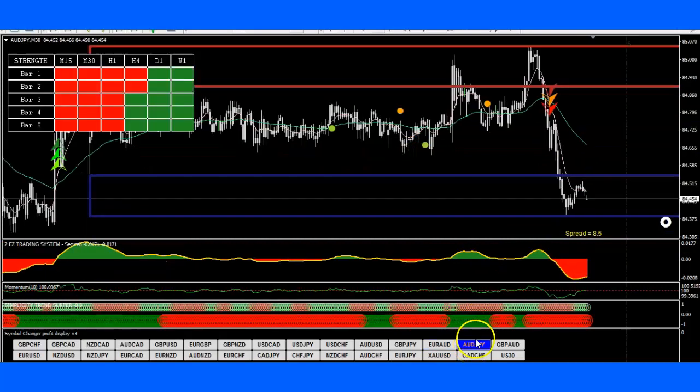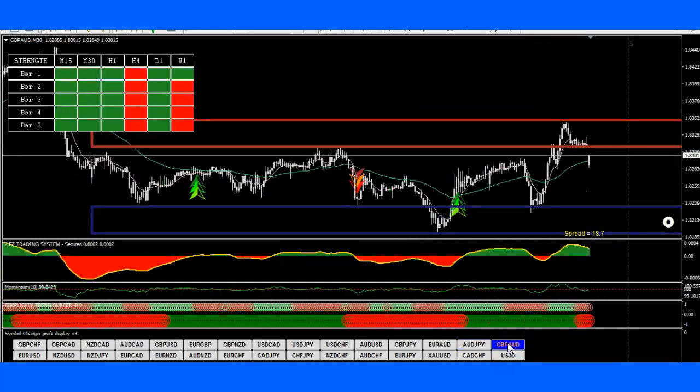AUD JPY. Look how choppy it was. It was just horrible last week. To be honest, who can make money here? Nobody, unless you're scalping for 3-5 pips. That's no way, very hard to make money like that. We're looking for moves in one direction or the other.